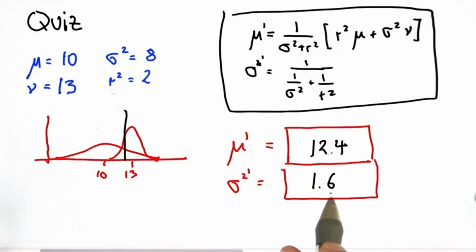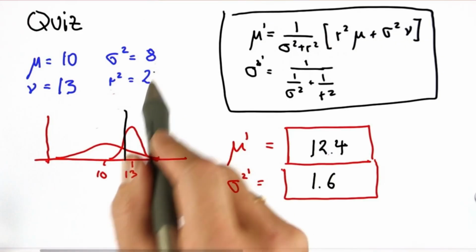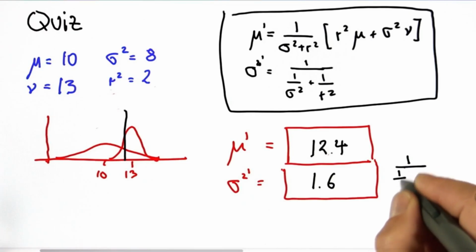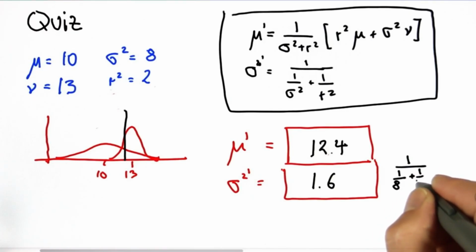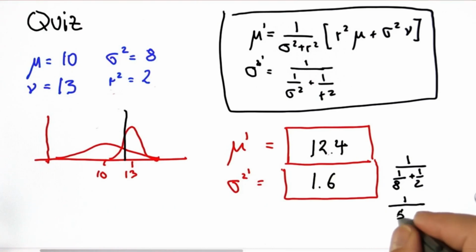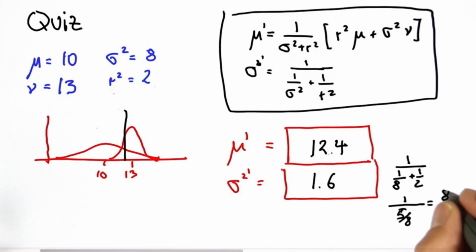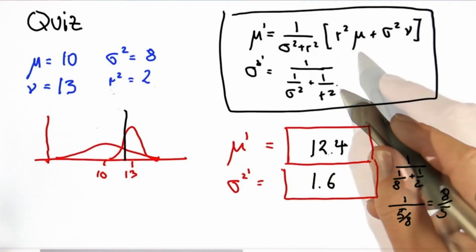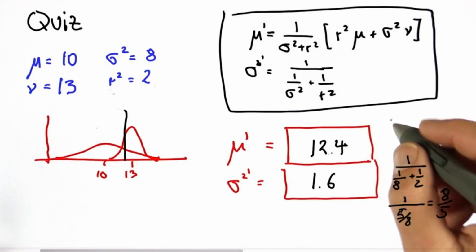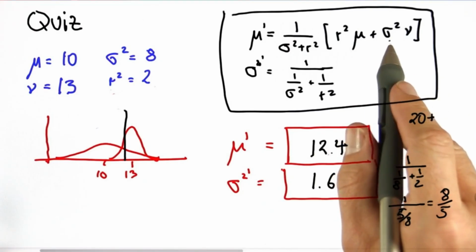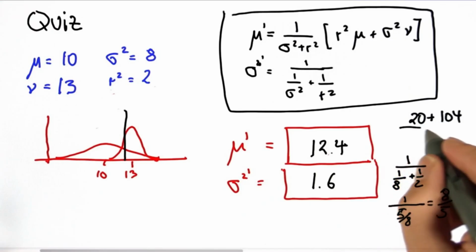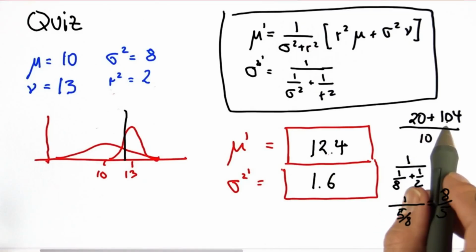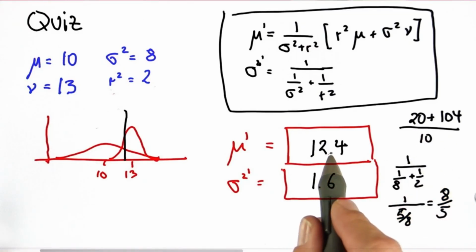And we find that the resulting variance is smaller than each of the two variances over here. In particular, let's start with the variance. 1 over 1 over 8 plus 1 over 2 is the same as 1 over 5/8, which results in 8/5, or 1.6. This is just applying this formula over here. For the weighted average, we get 2 times 10 plus 8 times 13, and then we normalize by the sum of those two things over here. So this is 124 divided by 10, which gives us 12.4.